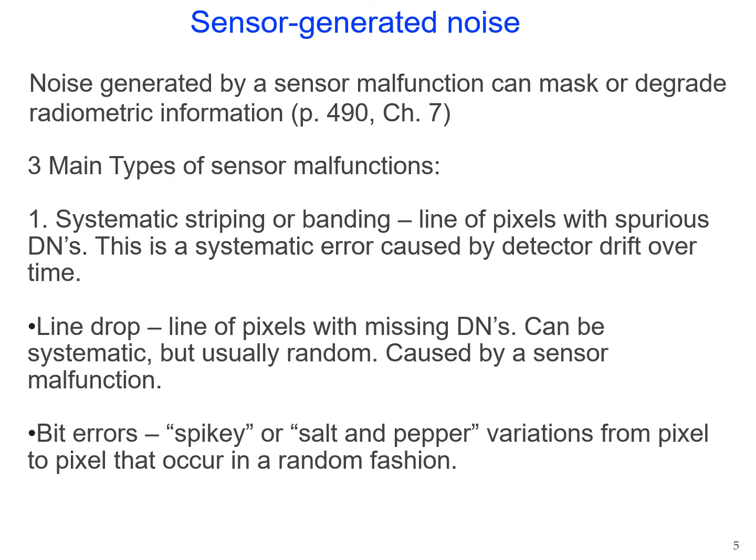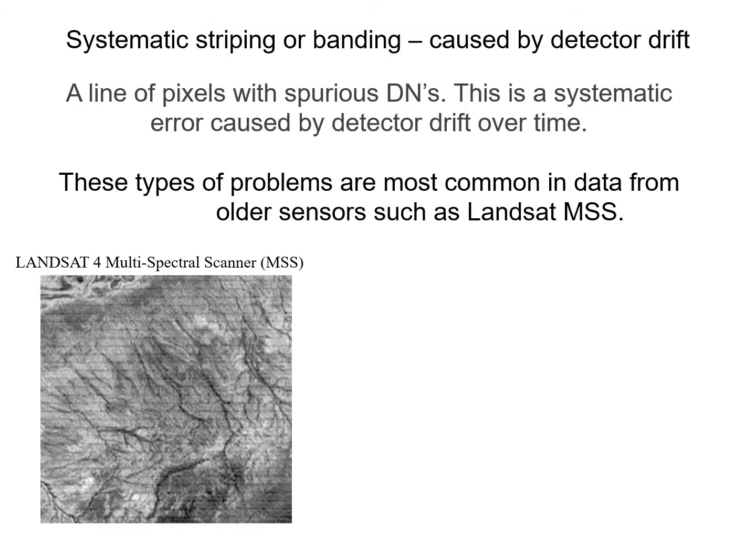Systematic striping or banding. These are lines of pixels with spurious digital numbers. This is a systematic error caused by detector drift over time. We'll talk about line drop, lines of pixels with missing digital numbers. This could be systematic, but it's usually random, and it's caused by sensor malfunction. And then bit errors, spiky or salt and pepper variations from pixel to pixel that occur in a random fashion. So systematic striping or banding, this is caused by detector drift. So it's a line of pixels with spurious digital numbers, the values in the pixels.